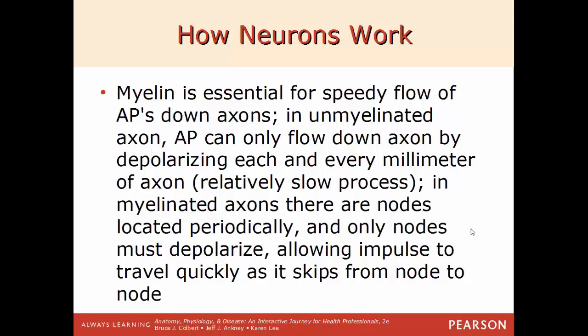In an unmyelinated axon, the action potential can only flow down an axon by depolarizing each and every millimeter of an axon. So you have to cover the entire length of the axon for the information to reach the very, very end of it, which is still a fast process, but by comparing it to a myelinated axon, it's relatively slow. In myelinated axons, there are sections called nodes that are located periodically, and only the nodes must depolarize. So what you get is the impulse jumping from node to node to node, which makes the impulse go a lot faster in axons that are covered with myelin.